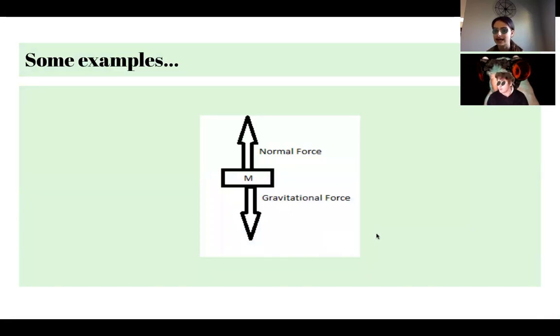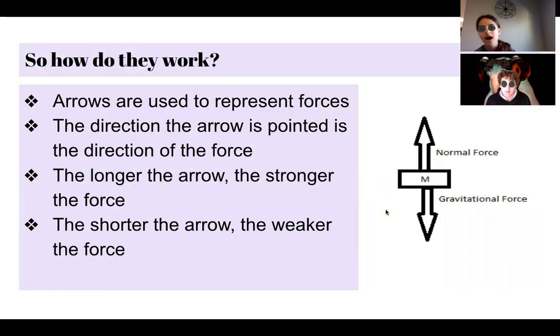Okay, so very well said. And this right here on the screen is an example of a free body diagram. You can think of this as a book resting on a surface, okay? So how do they work? Arrows are used to represent forces. In this example, there's normal force going up and gravitational force going down. The direction the arrow is pointed is the direction of the force. The longer the arrow, the stronger the force, and the shorter the arrow, the weaker the force. Now in this case, the arrows are the same length, which just means that the object is not accelerating.